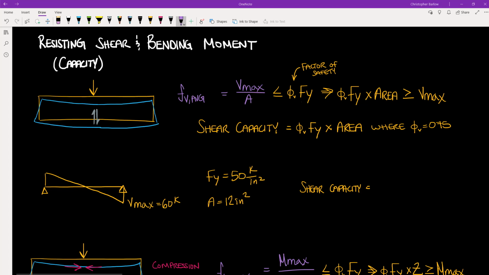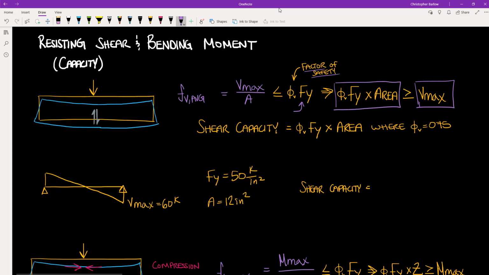And recall that we had a formula for the average shear stress, where we took the maximum shear force and divided it by the area of the cross-section. And that needs to be less than or equal to our design yield stress multiplied by a factor of safety. And we can rearrange this formula to get phi times Fy times area must be greater than or equal to our demand load. So this is our demand load. This is our capacity.